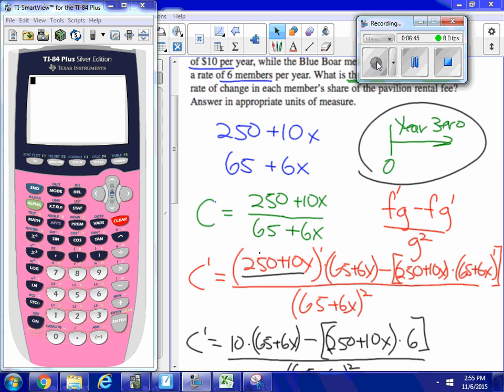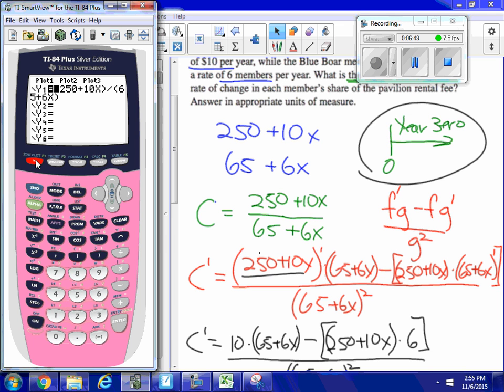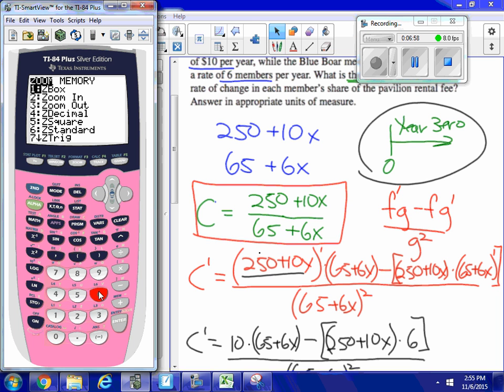Let's check it on the calculator. Why not? I'm going to enter the function in. There's my cost function right here, and I just entered it into the calculator. And I'm going to go zoom 6. And there's a graph of it.